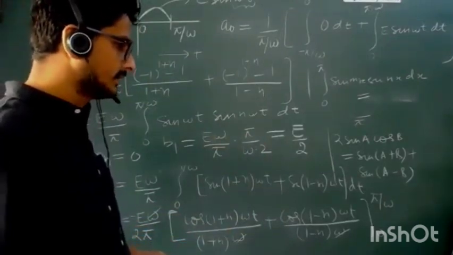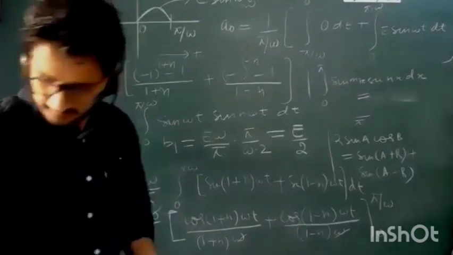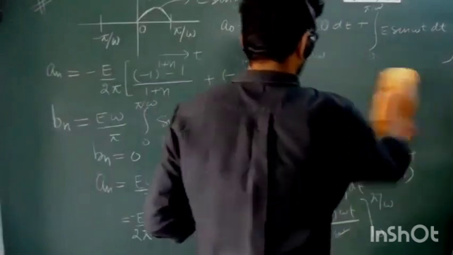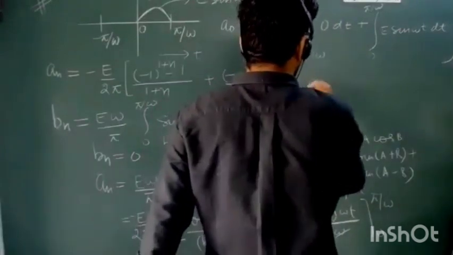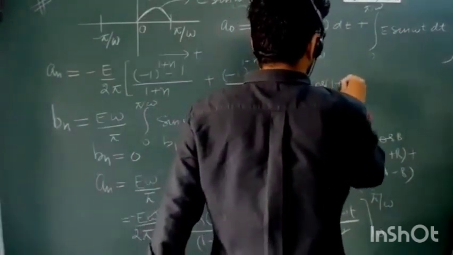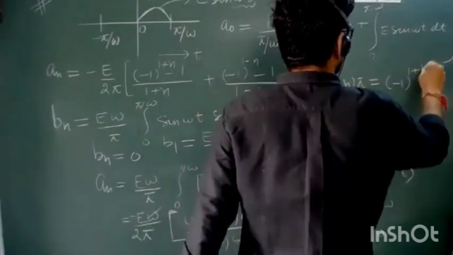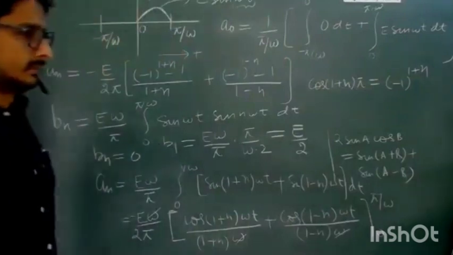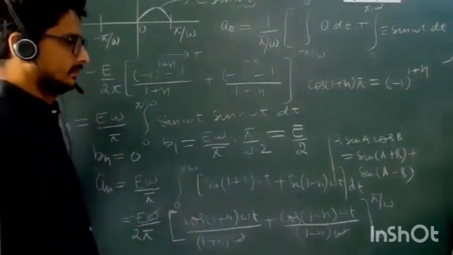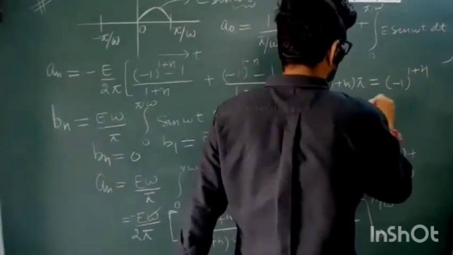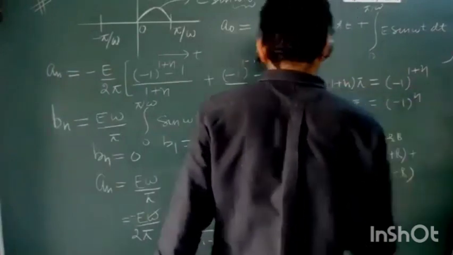Not understanding? Yes, yes, sir. Understood, sir. Okay. So if it is cos of 1 plus n pi, what will it become? Minus 1 to the power 1 plus n, because cos of n pi is minus 1 to the power n.